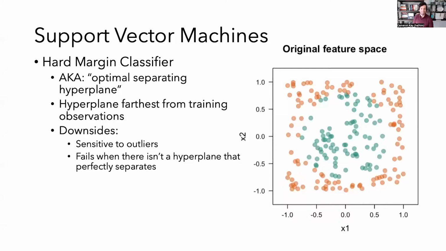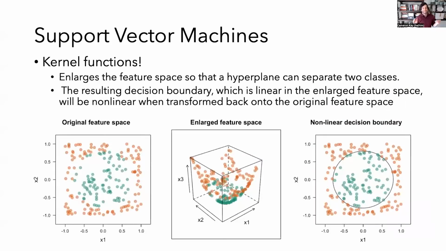Another downside is it fails when there isn't a hyperplane that perfectly separates the two groups, right? We see this data set over here, and we're stuck with our plane. Here's our flat plane. You can imagine it as a line, right? We can't really split this group. Ideally, we would curve it into a circle, select everything inside to be a yes and everyone on the outside to be a no, but we aren't allowed to do that. We have to use a plane. So what can we do? We can use these kernel functions.